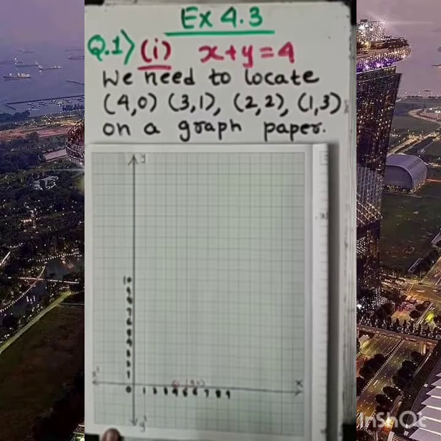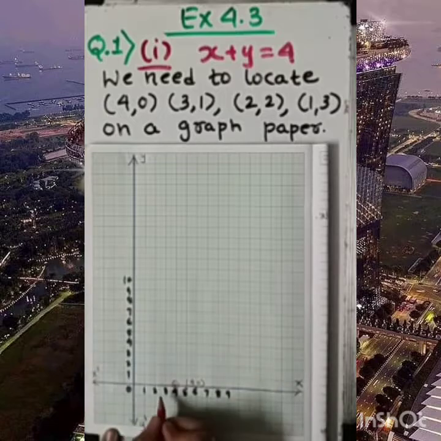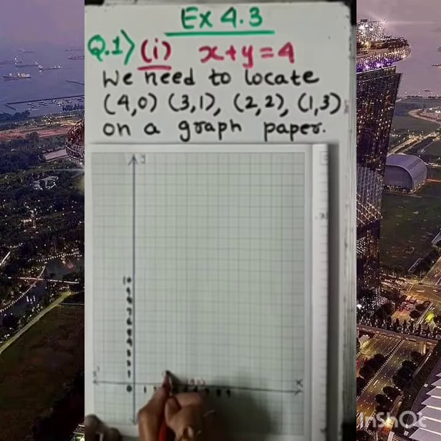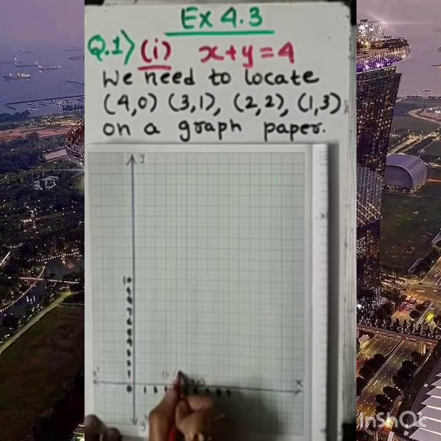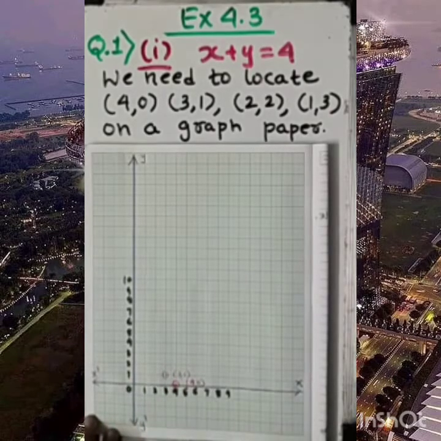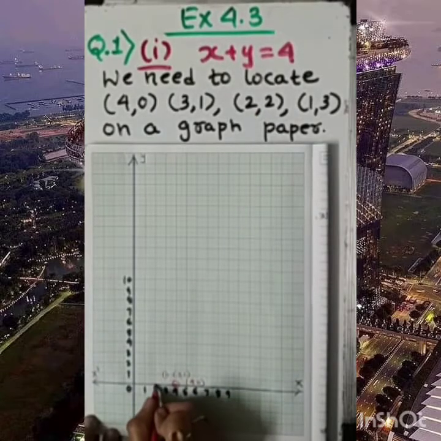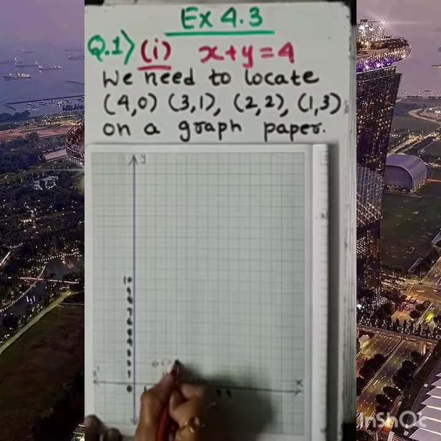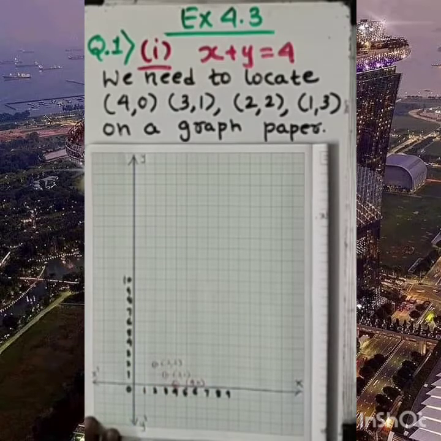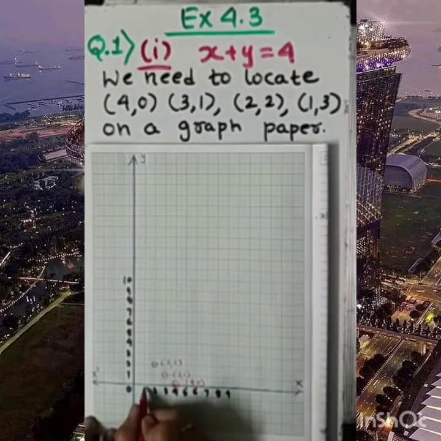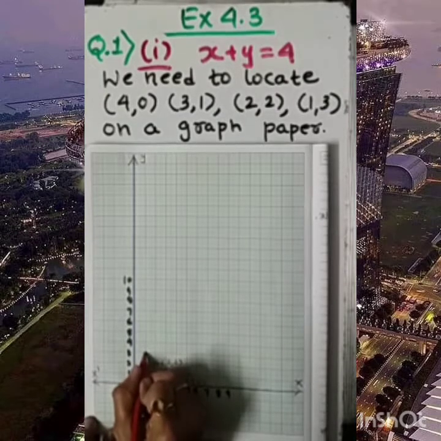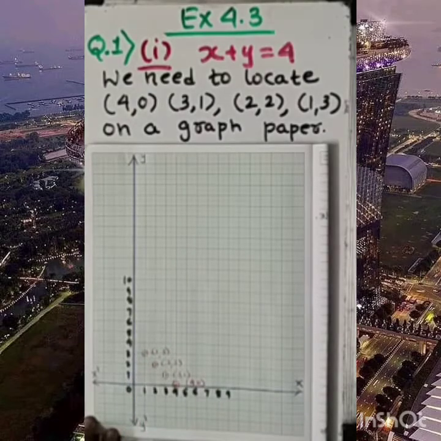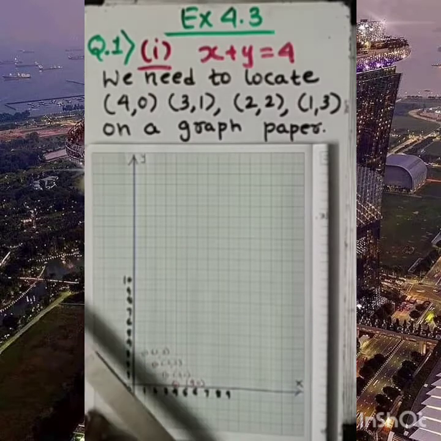Second is (3, 1). I have here 3 on the x-axis and 1 from the y-axis. So here it will be somewhere, (3, 1). Third is (2, 2). 2 is here, 2 is here. So I need to locate this point (2, 2) here. Got it? Then (1, 3). 1 is here and 3 is here. So I need to locate this point here, (1, 3). I hope it's clear to you how to locate the points.